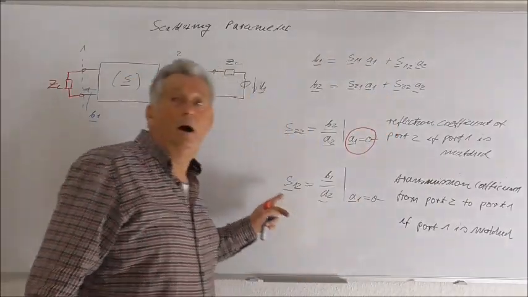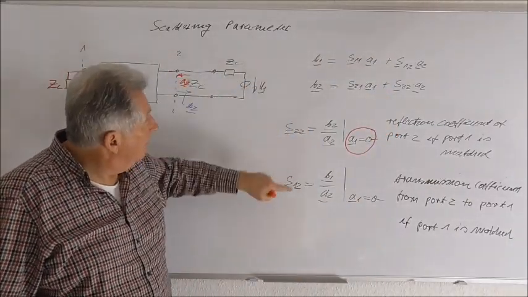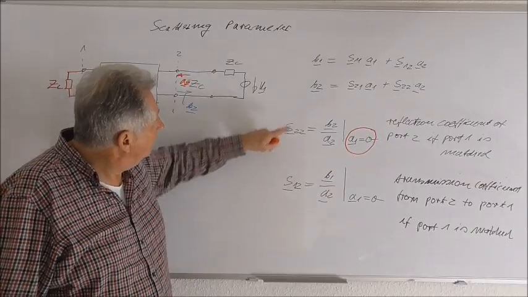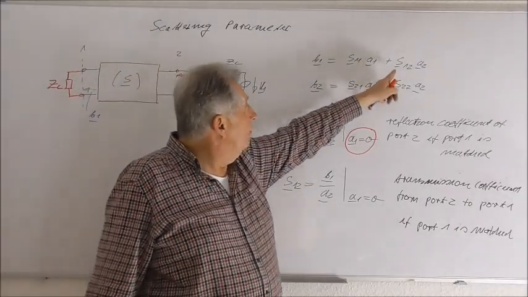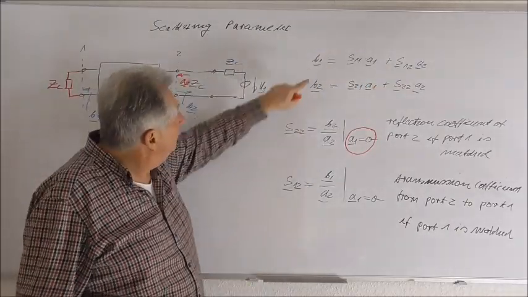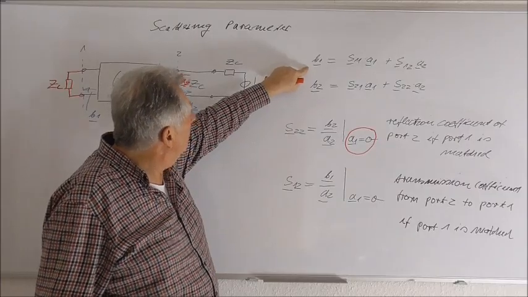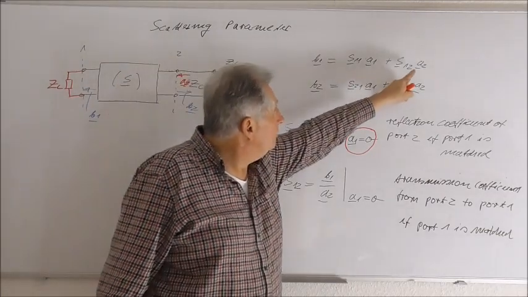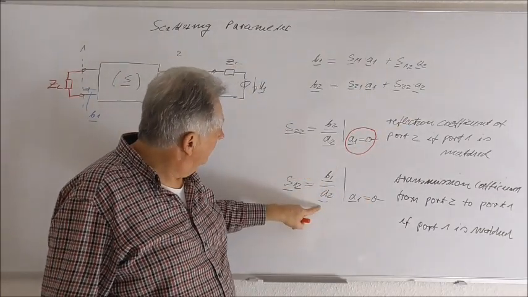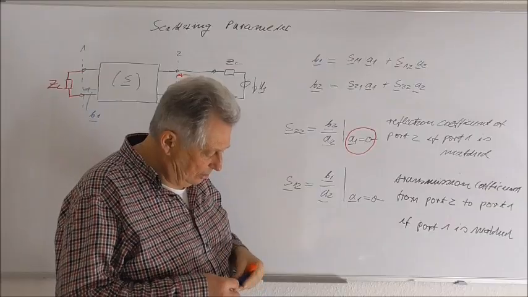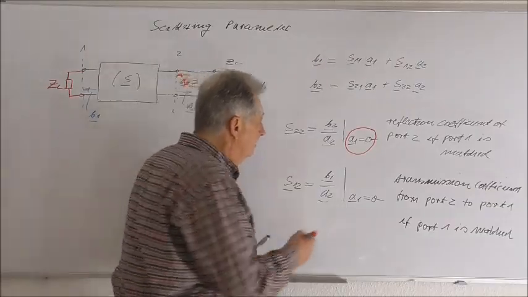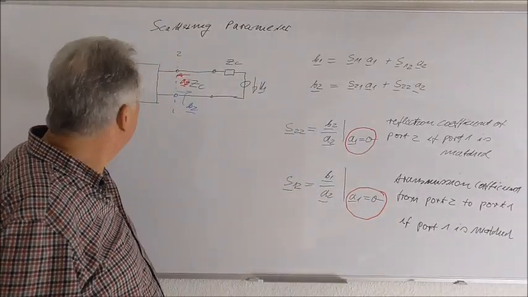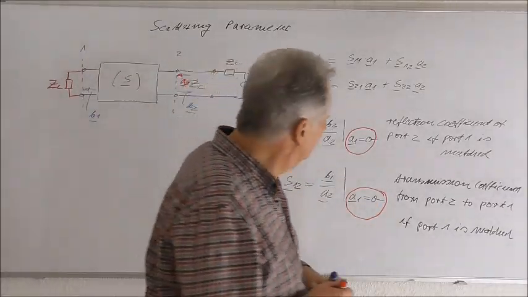So we can now define the next element. The next element is the element S12, and this element is given by B1, which is the transmitted wave amplitude, which results from A2. So here we are, and again we have to assure that A1 is 0, which again means that port 1 has to be matched to the characteristic impedance.